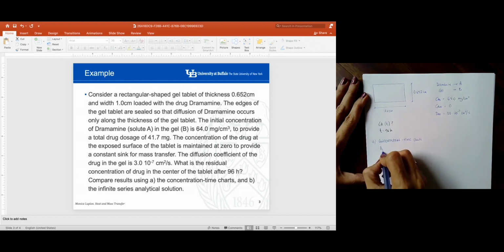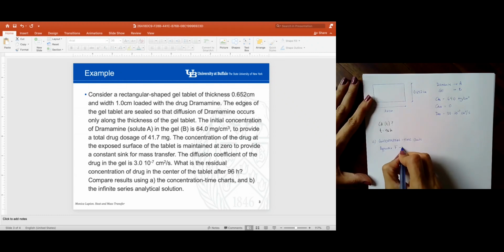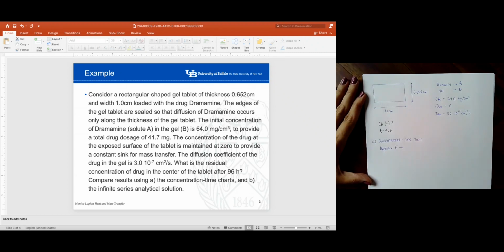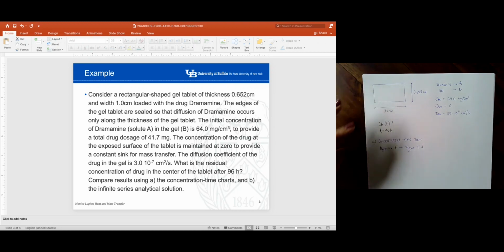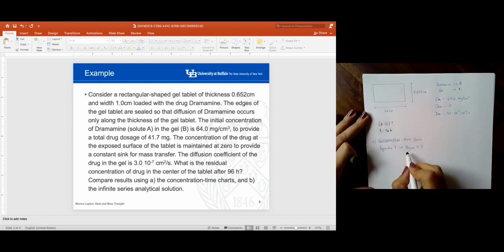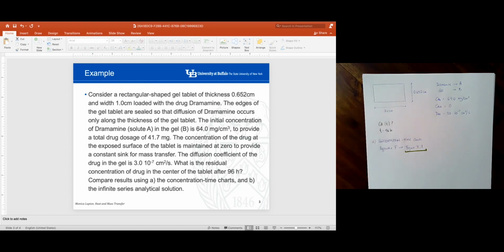In the appendix F in your textbook. And since this is a rectangular shaped tablet, because of the geometry, we're going to be using figure F1 in your appendix. Okay.